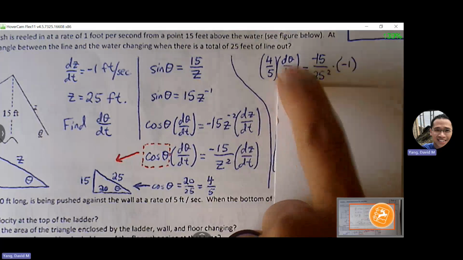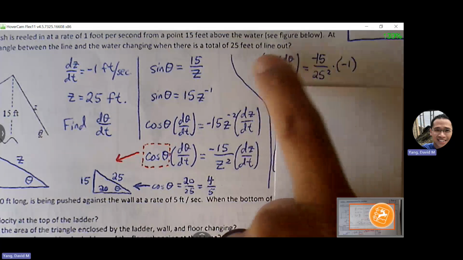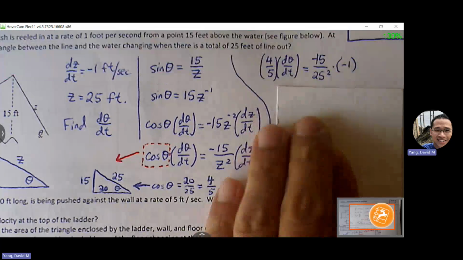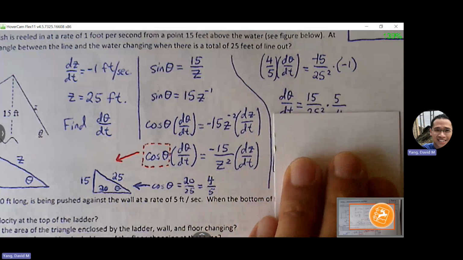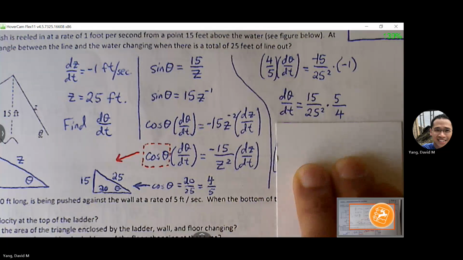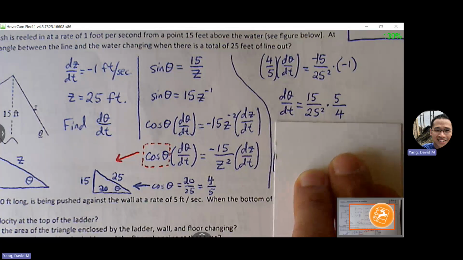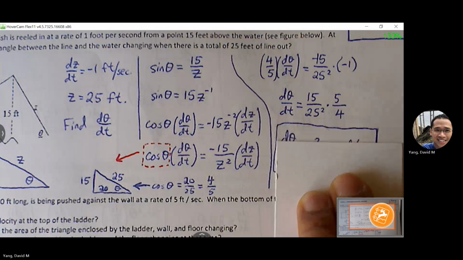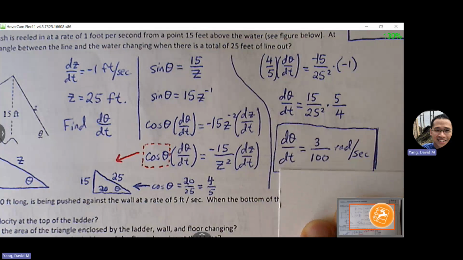All right, I want to solve for d theta dt. So I'm going to divide the 4/5 over. Dividing by 4/5, same thing as multiplying by 4ths. And then we just try to clean this up here. And you will get to use your calculator on Monday's quiz. Let's do some cleanup here. It ends up to be 3 over 100.